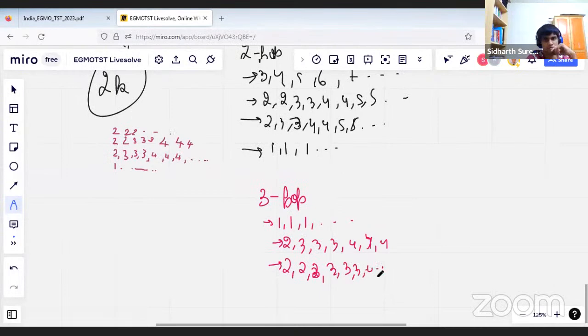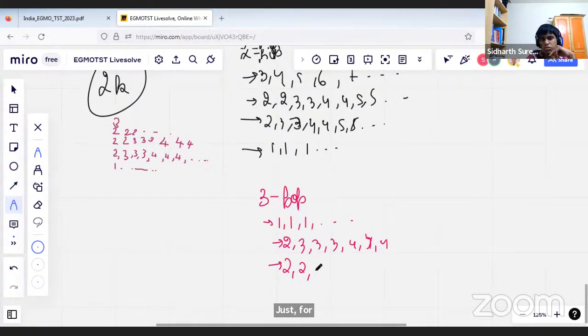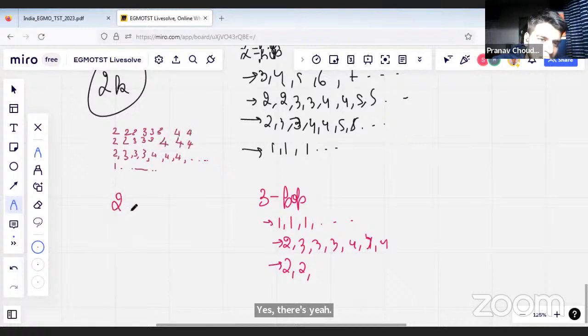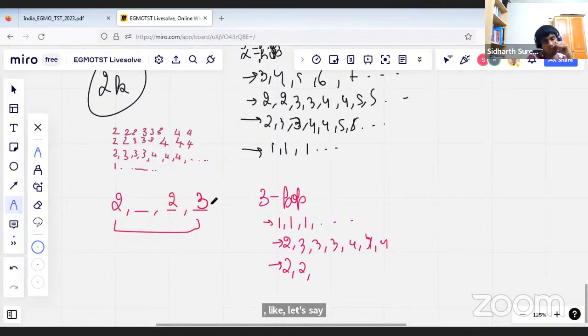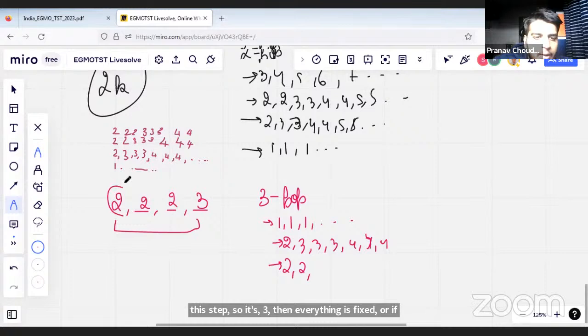Wait, are you sure no other works? No, because you'll have also higher ones, right? 3 will also work, and I think 4 will also work. No, just for starting with 2. Yes, because nothing else will work. Oh, makes sense. So if we say this is position number 2, position 3, position 4, here only one thing increases. Let's just pick the step at which it increases, right? Let's say it increases at this step, so it's 3. Then everything is fixed. So basically, how many are there? 1, 2, and 3, right? Starting with 2, there are 3 things.